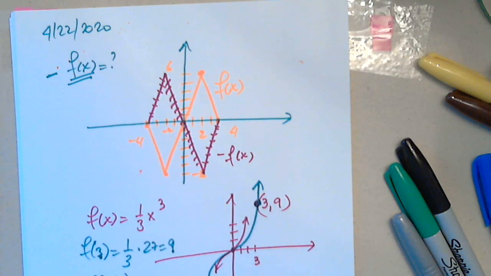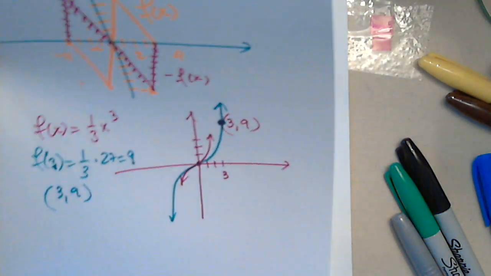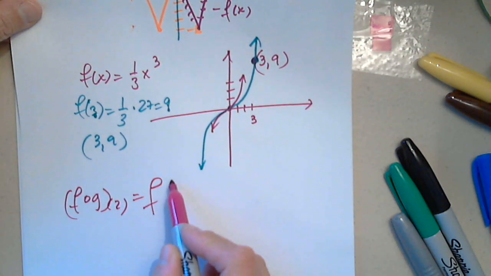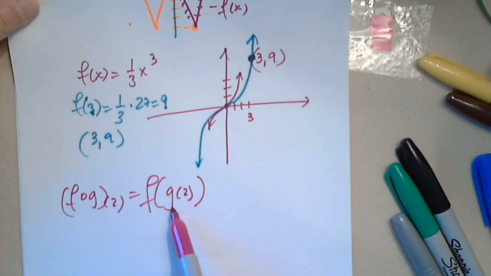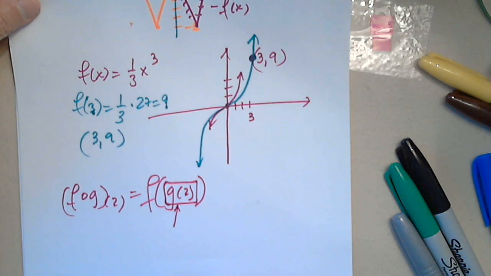Okay, anything else we want to go back to? A question from the test. Yes, any question? So it says use the graphs of f and g to evaluate the composite function f of g of 2. Okay, do we have g of 2? It just shows the graph. Can you give me g of 2 from the graph?